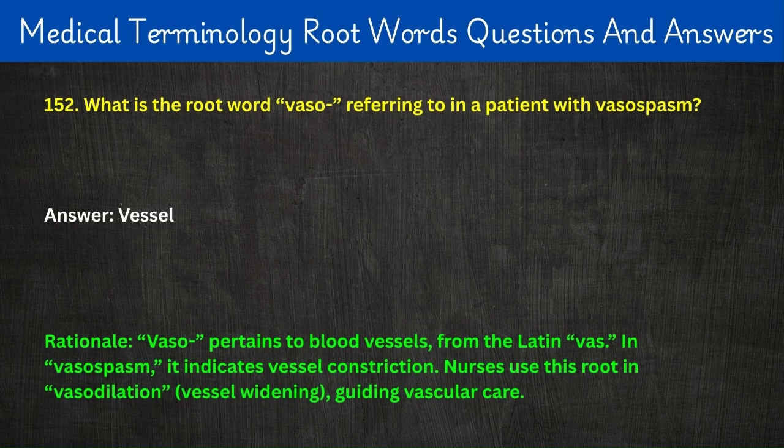152. What is the root word vaso- referring to in a patient with vasospasm? Answer: vessel. Rationale: Vaso- pertains to blood vessels, from the Latin vas. In vasospasm, it indicates vessel constriction. Nurses use this root in vasodilation, vessel widening, guiding vascular care.